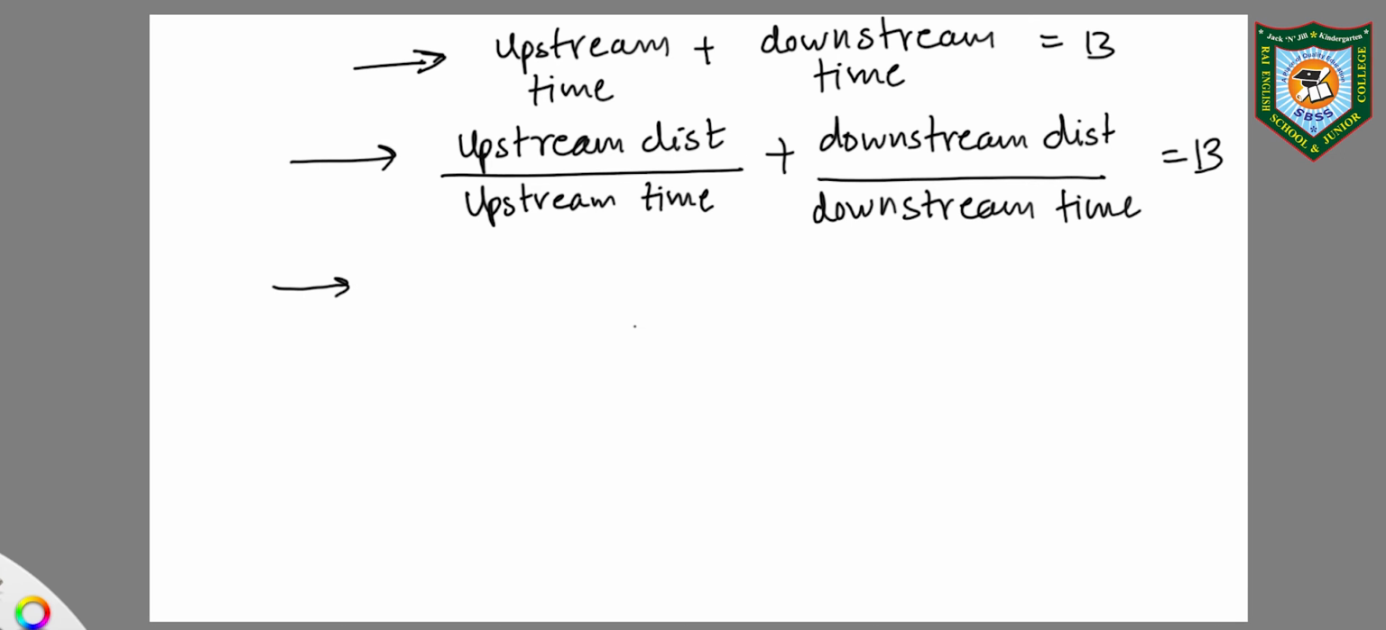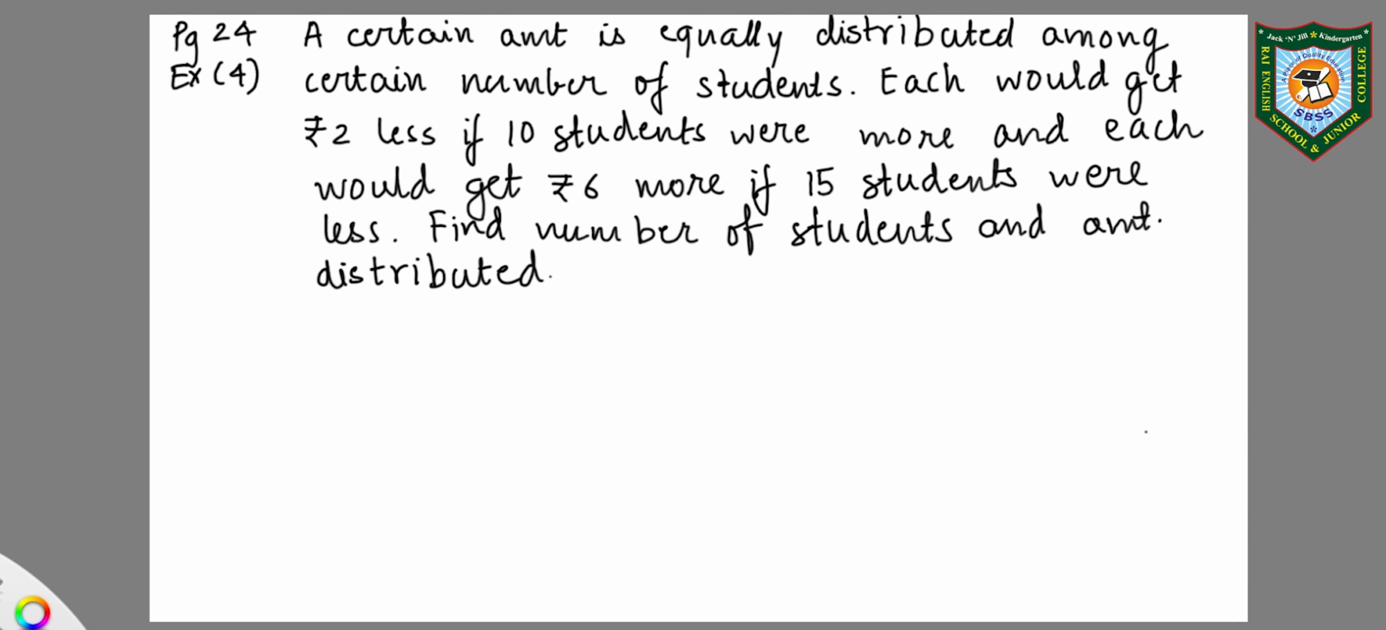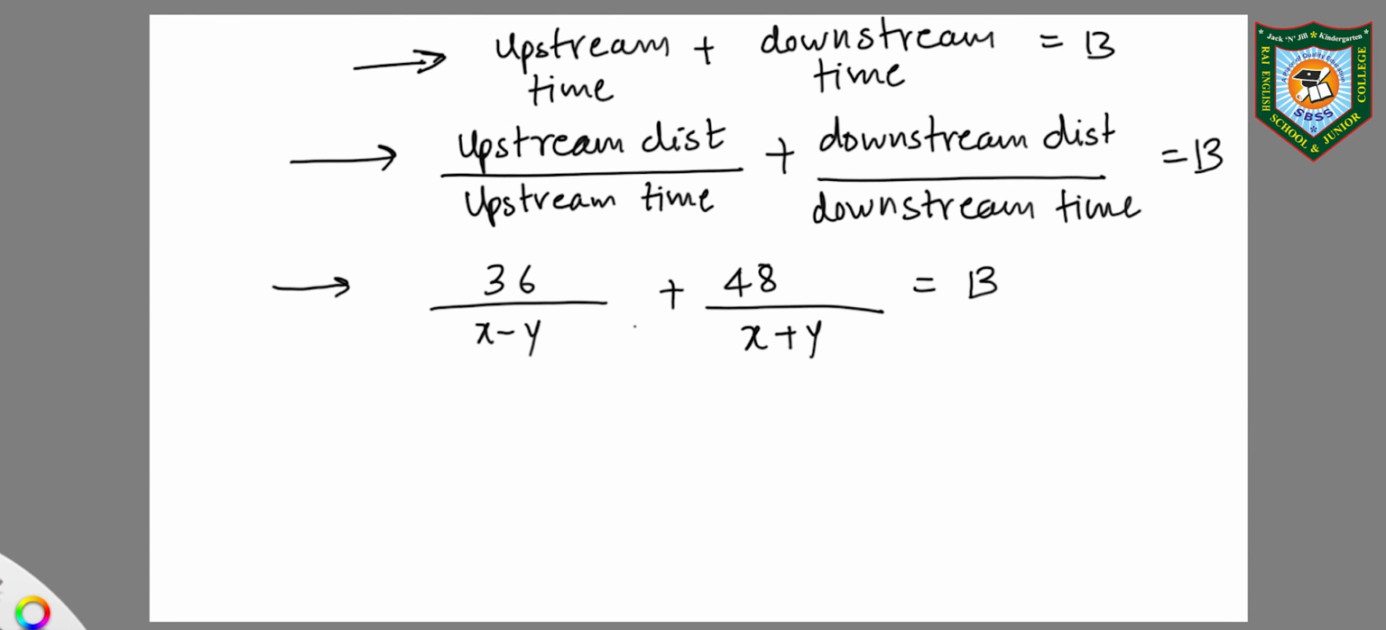Now in the second case, my upstream distance is 36 kilometers. So this is 36. My upstream speed will be the same, x minus y, plus downstream distance is 48 kilometers, and my downstream speed will be the same, x plus y, is equal to 13. Now once I get this, I have both my equations. This is my equation number 2.